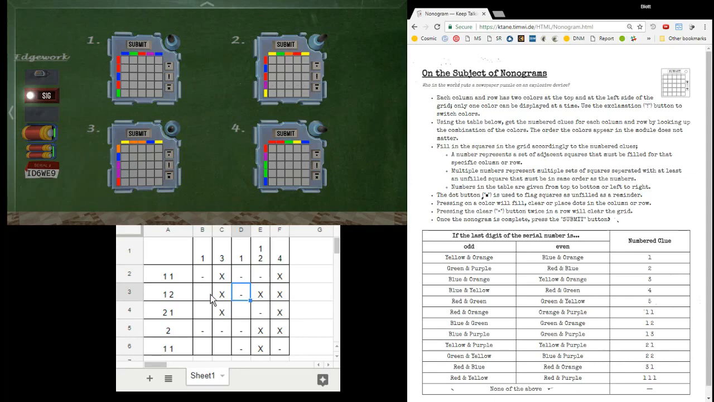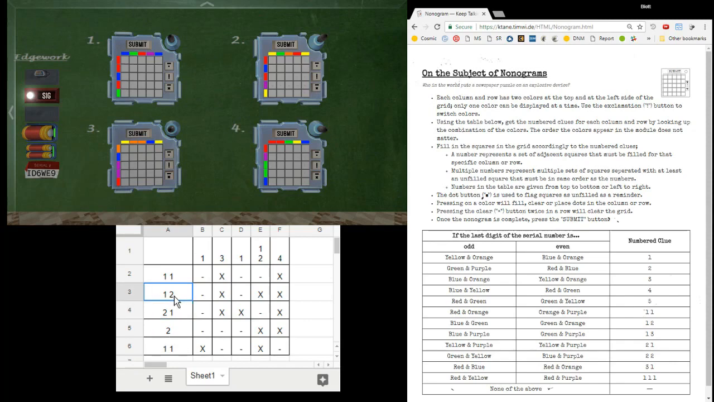We needed 1 and 2 here. We've got that, that's done. We needed 3 in this column. We've got that, so it's done. We need 1 and 1. We've got one of our 1s, but we need another one, so we'll fill in that spot. That covers the 1 we need for this column. And then we need 1 in this column, and we need 2 in this row side by side. So that'll meet that requirement.